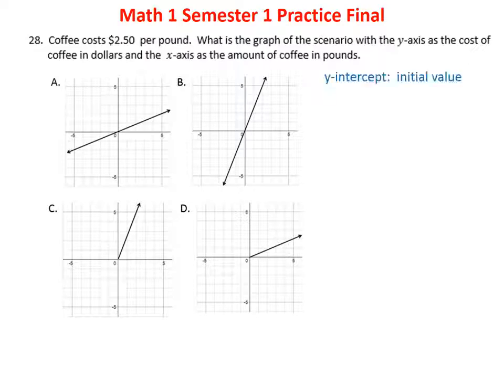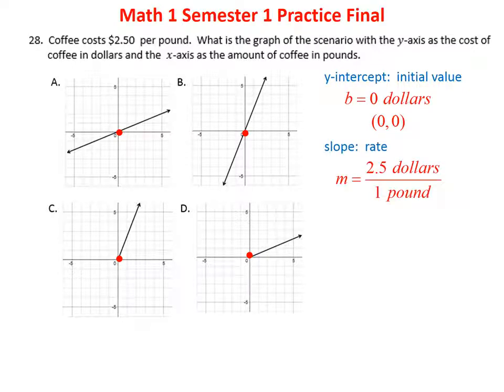Number 28 is a graph problem. It says that coffee costs $2.50 per pound. And at the beginning, we have the initial value. There's no coffee at all. But we're going to pay for it $2.50 per pound. So x is our pounds. Obviously, at the first point, 1 will be $2.50. 2 will be $5 if we go up there. So notice all of these have a 0 point. So they're all okay for starting at 0. The rate, the slope, is $2.5 per 1 pound.